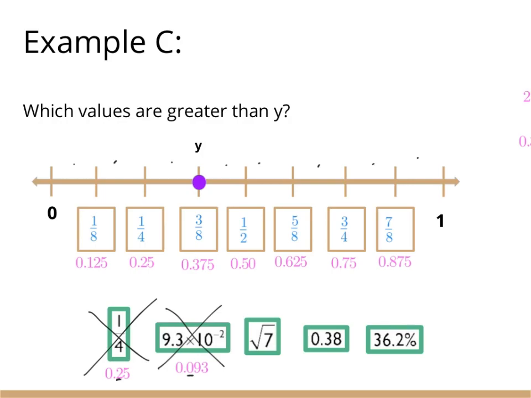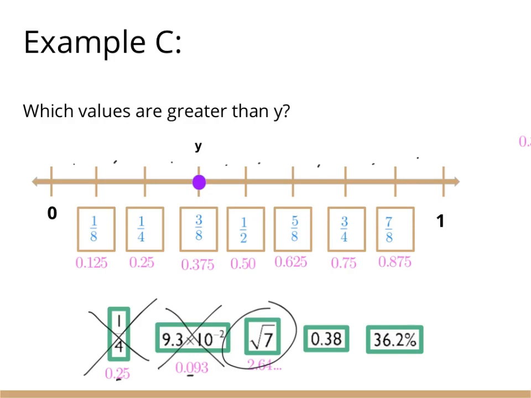Then I've got the square root of 7. Luckily for me, I've picked up my calculator. I'm going to push 7 in the calculator. I'm going to hit my square root button. When I do that, I end up with 2.64 going on forever and ever, because it's not a number that's going to end. And is 2.64 greater than 0.375? You bet. 2 is going to be way bigger than this decimal. So that is going to be one of my correct answers. I can go ahead and throw a circle around that. Now I've got 0.38.